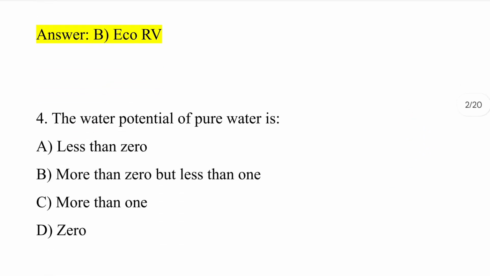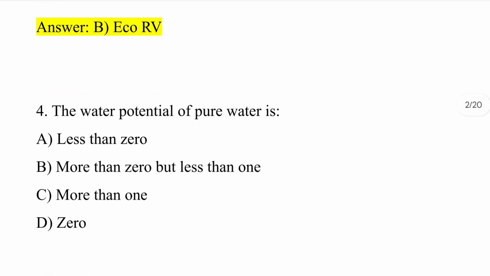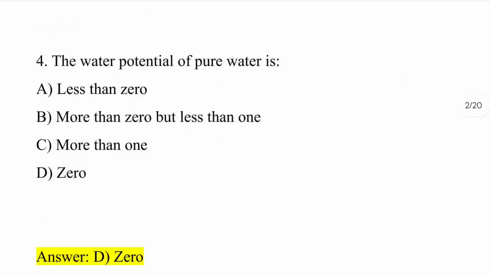Next, fourth question. The water potential of pure water is: option A: less than 0, option B: more than 0 but less than 1, option C: more than 1, option D: 0. The correct answer is option D: 0.